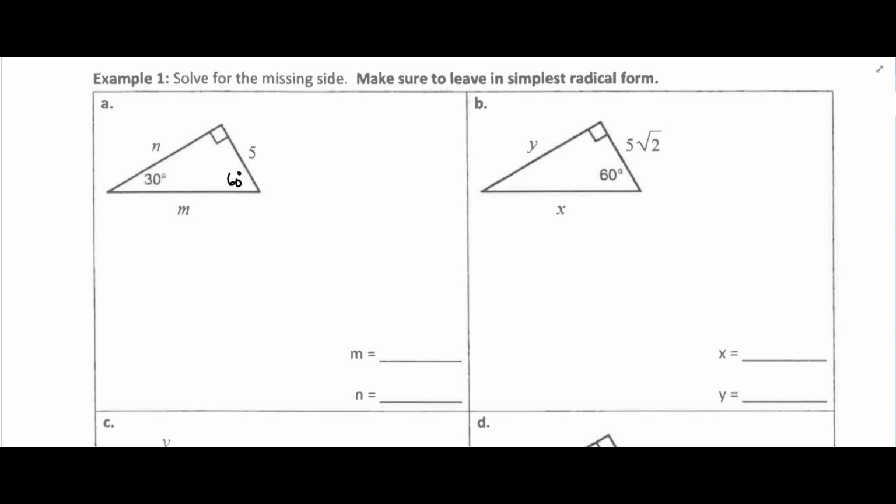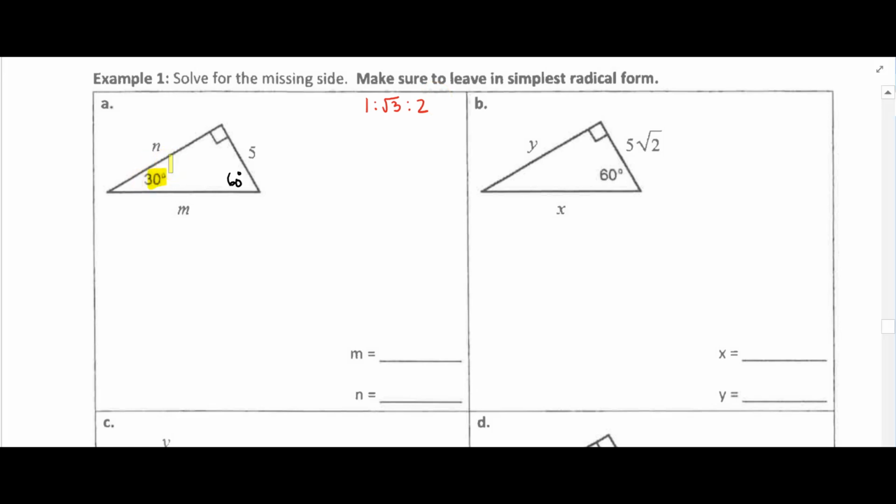I'm going to identify my short leg, long leg, and hypotenuse, and I'm going to label them with their appropriate number from the ratio of the sides. So if you recall from the previous video, the ratio of the sides are 1 to root 3 to 2. So the 1 corresponds to the short leg, the root 3 corresponds to the long leg, and the 2 corresponds to the hypotenuse. So here's my 30-degree angle.